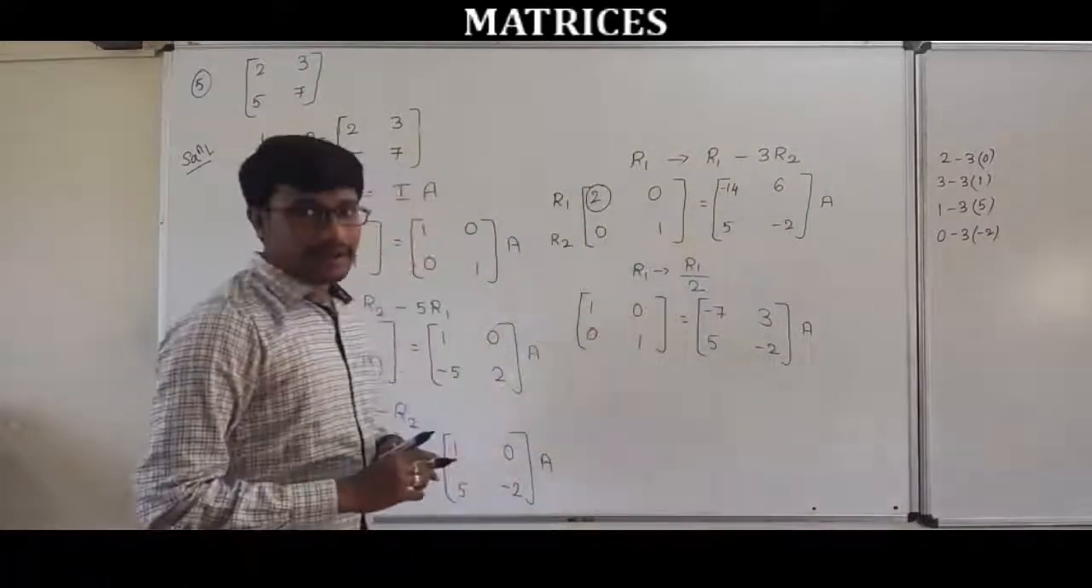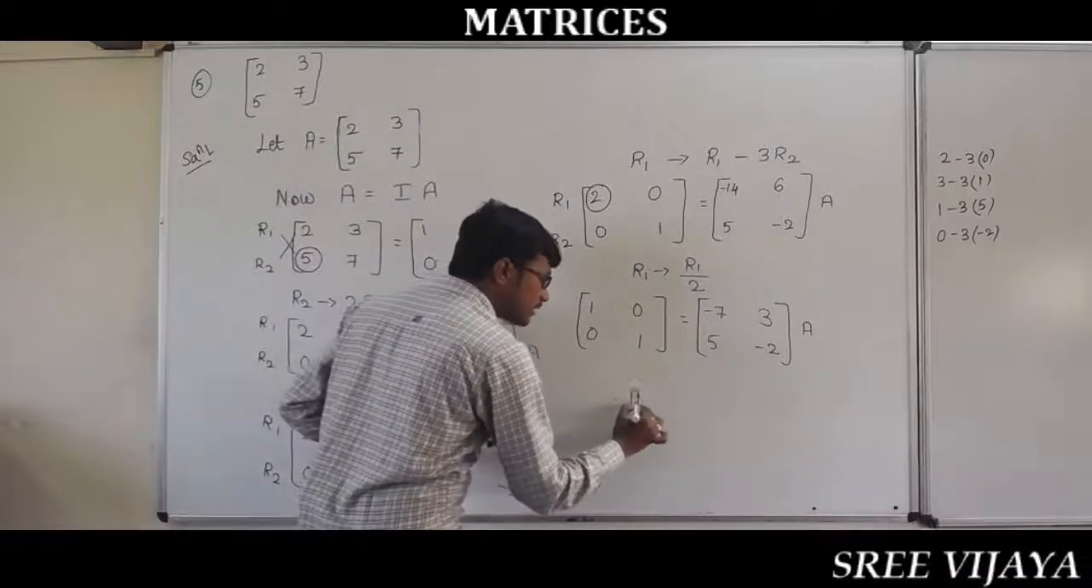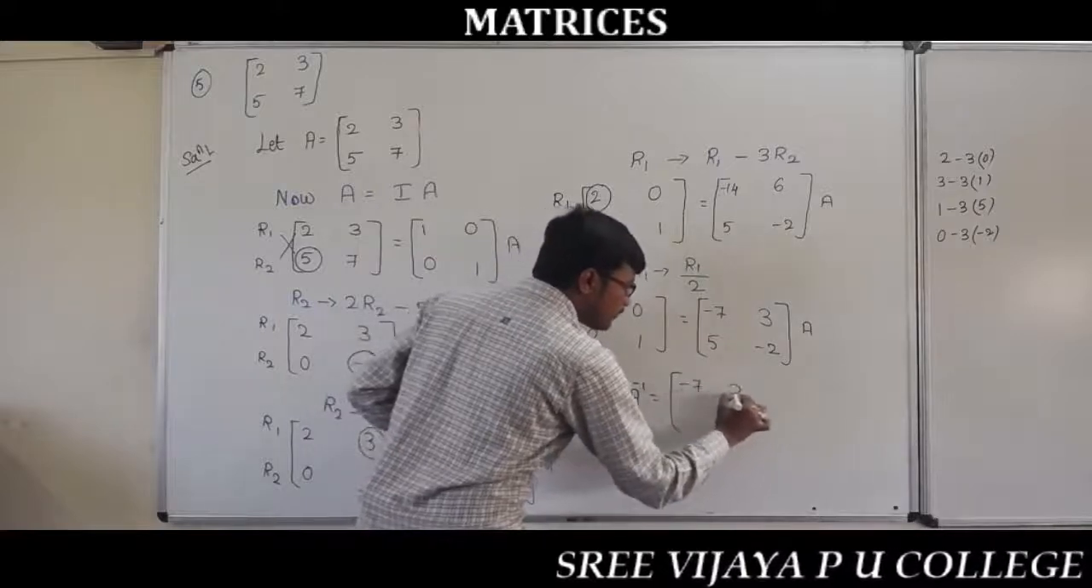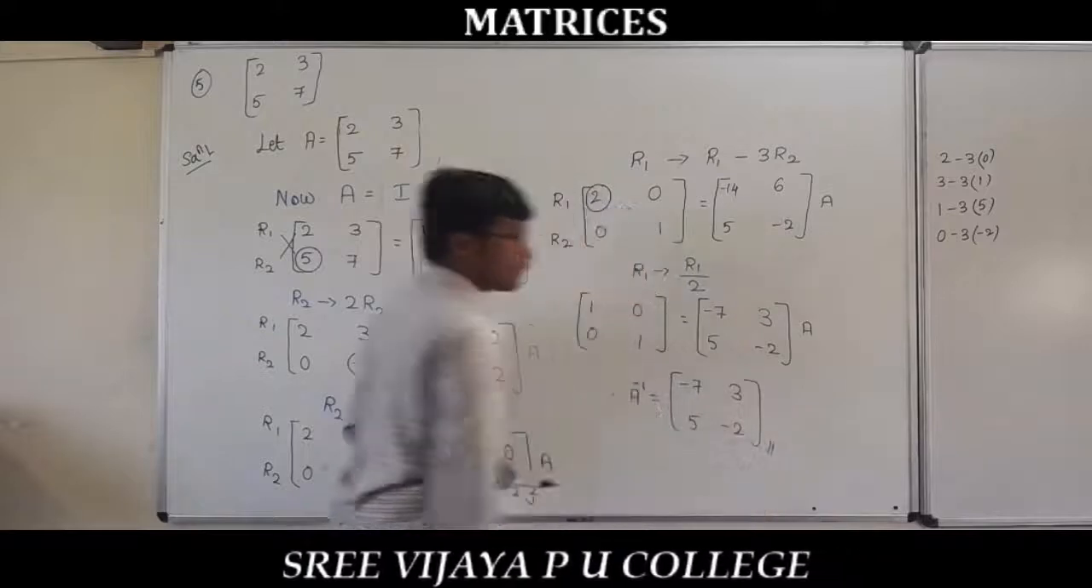So on the left hand side you get identity matrix. So on the right hand side what you are getting, that is the inverse. So A inverse will be equal to minus 7, 3, 5, minus 2. So this is the inverse.